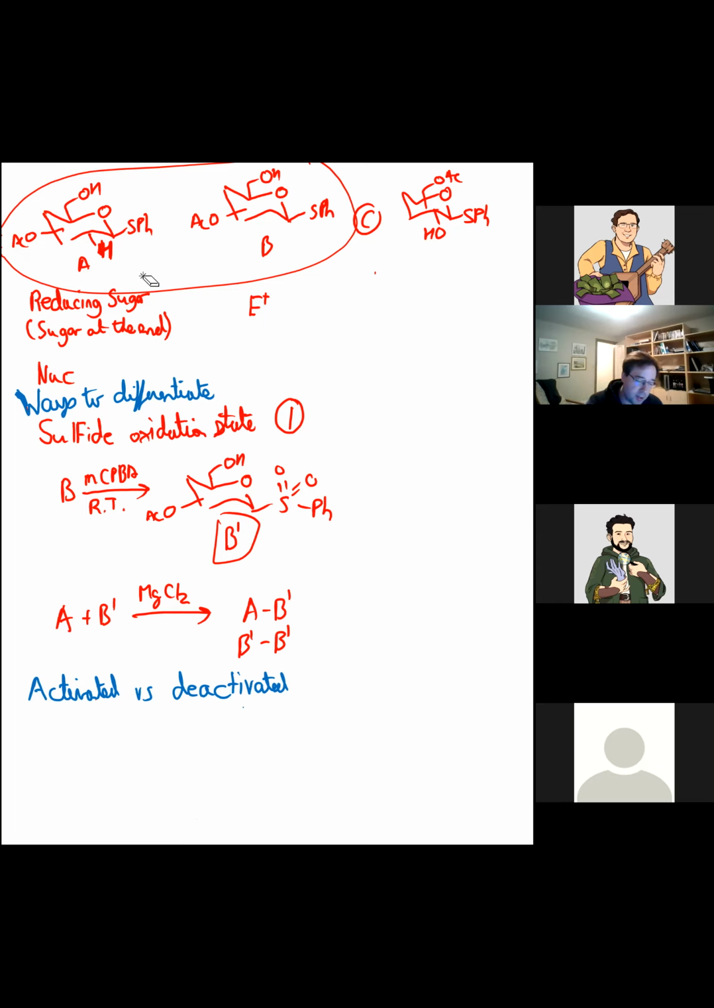And so what that does is, if the whole sugar has acetate protecting groups, it means that there's less electron density on any of the oxygens. So this OH and this OH, their reactivity, their nucleophilicity, is decreased compared to a normal oxygen, because the acetates on the rest of the ring are pulling electron density out.